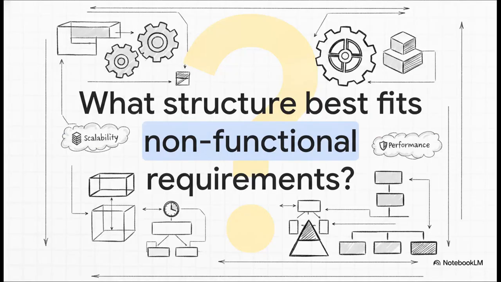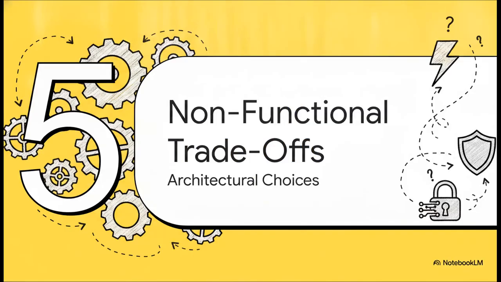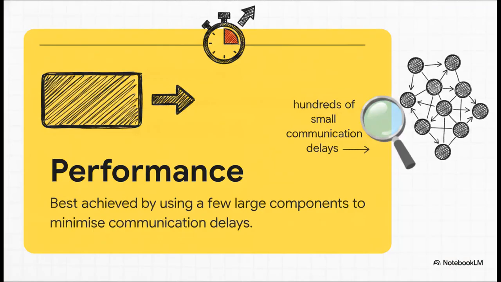But I want to draw your attention to one specific question from that wheel, which is arguably the most important one. What architectural organization is best for delivering the non-functional requirements of the system? Posing this specific question bridges us directly into the most crucial part of today's lecture, Section 5, Non-Functional Trade-offs. Please make sure to highlight this section in your notes because it is highly testable.